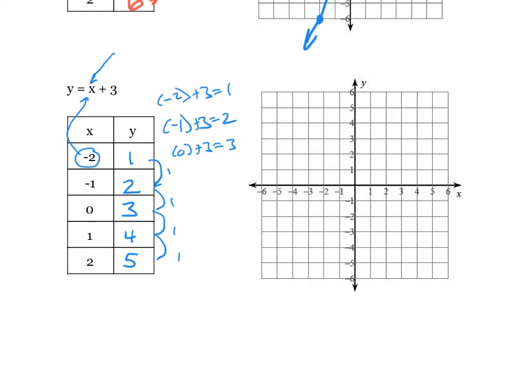We can graph these again. So negative 2, 1 would be here. Negative 1, 2 would be here. 0, 3 would be here. 1, 4 would be here. 2, 5 would be here. Again, if I've done this correctly, they should form a straight line. And you want to connect them, put arrows on the end. We usually draw the graphs to the edge of the graph paper.